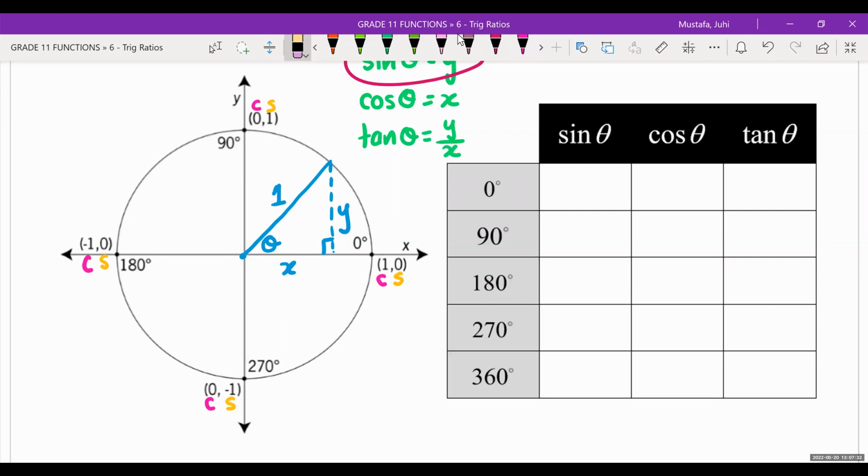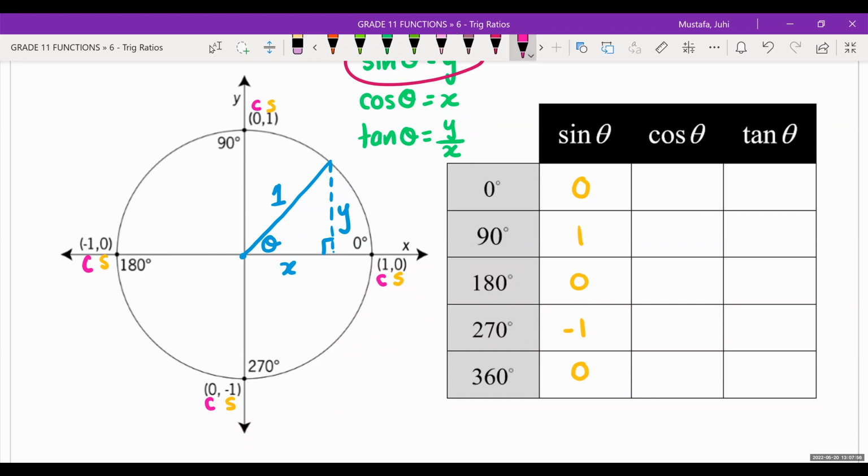So using that information, let's fill out the chart. Let's first figure out what sine of all of these angles are. So you're basically reading everything in the yellow. Sine of 0 degrees is 0. Sine of 90 degrees is 1. Sine of 180 is 0. Sine of 270 is -1. And 360 has the same answers as 0. So sine of 360 degrees is going to be 0.